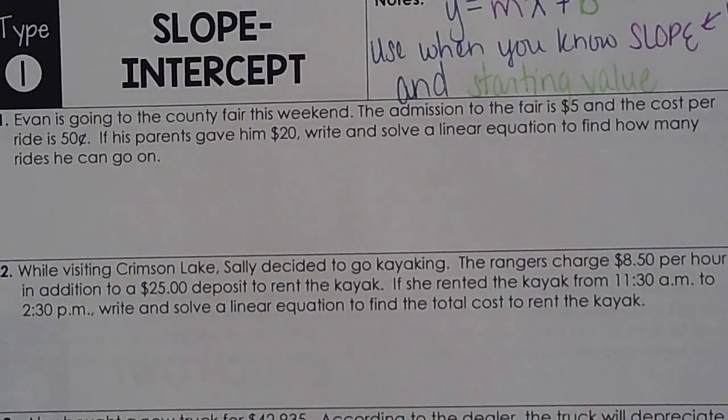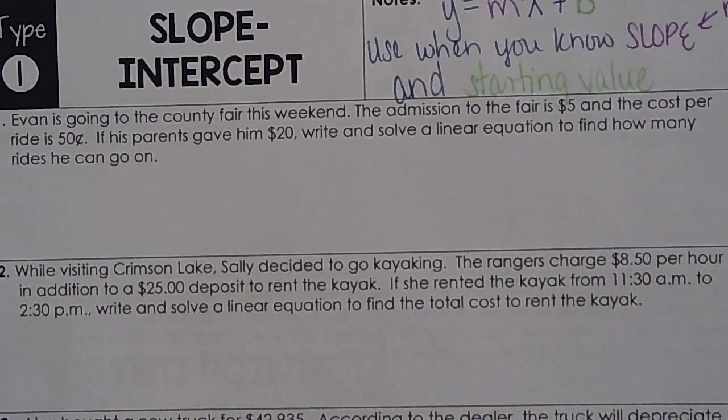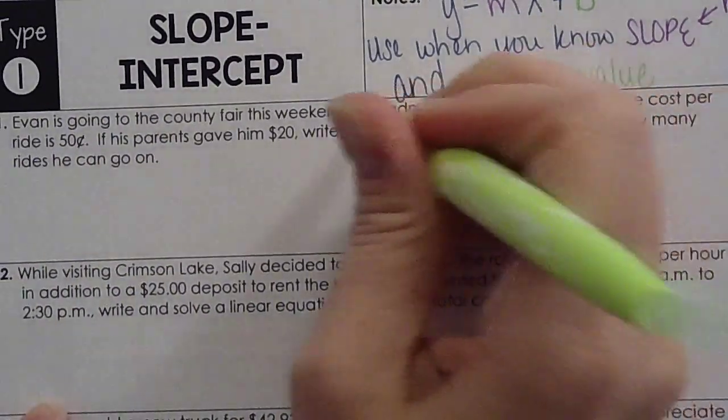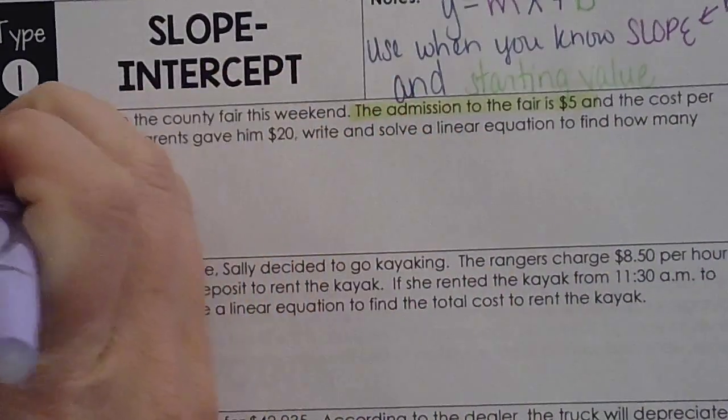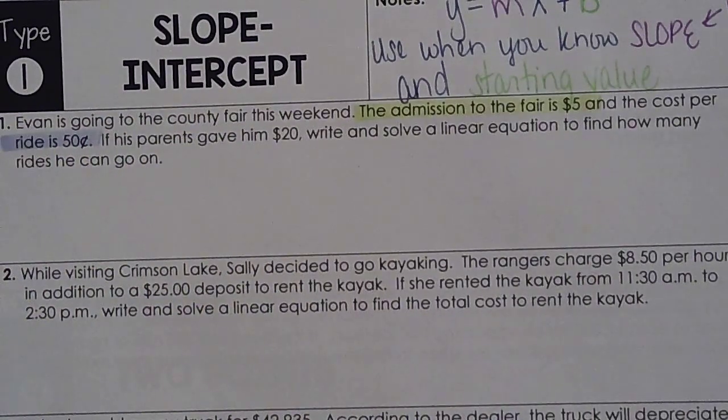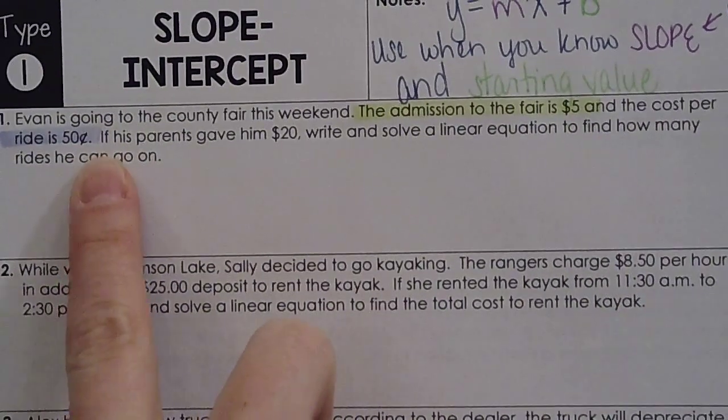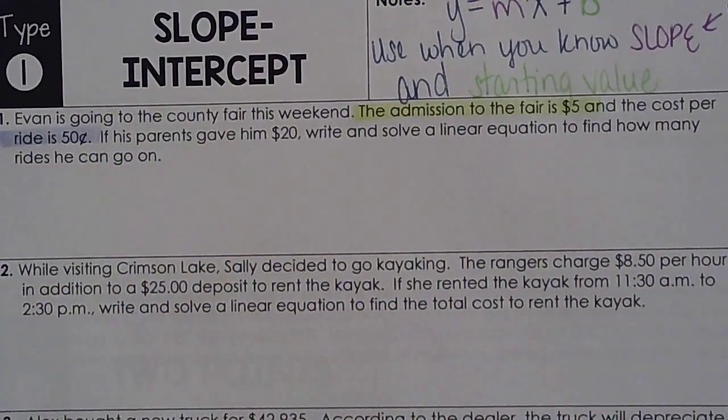Okay, let's read it a second time to see what numbers we have. Evan is going to the fair this weekend. Admission to the fair is $5. And the cost per ride is 50 cents. And I'm going to stop reading right there for a minute, because then I see the word if. That's going to ask me a question. That's going to come in part 2.